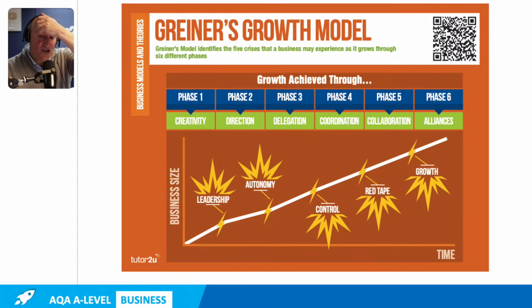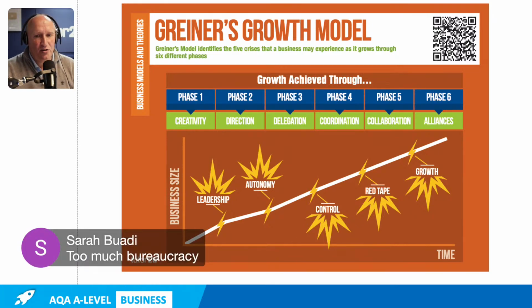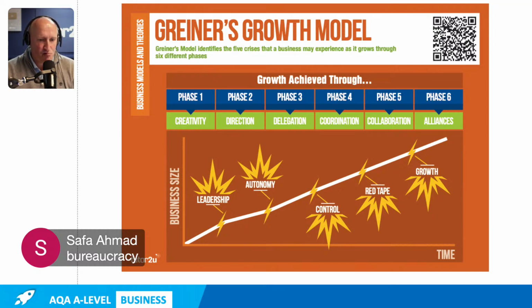Paul, I'll come on to you. It's a great question, how to relate organisational to the growth model. So I'll add that to my favourites now, and we'll go through that shortly. Yeah, so let's stick a few of these on the screen there. Sarah's saying too much bureaucracy, too much paperwork, bureaucracy from Safa. Yeah, it's bureaucracy.